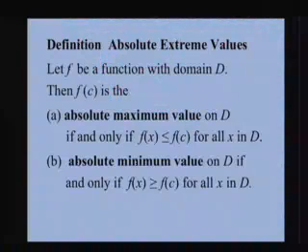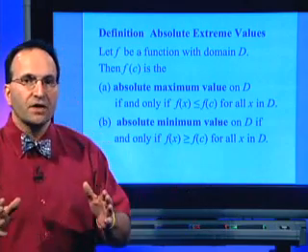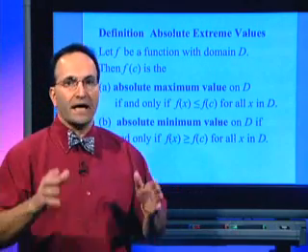The definition of absolute extreme values. Let f be a function with the domain D. Then f(c) is the (A) absolute maximum value on D if and only if f(x) is less than or equal to f(c) for all x in the domain. And (B) it's an absolute minimum value on D if and only if f(x) is greater than or equal to f(c) for all x in the domain. Absolute maximum and minimum values are also called absolute extrema.